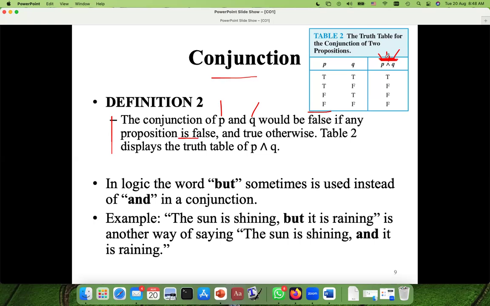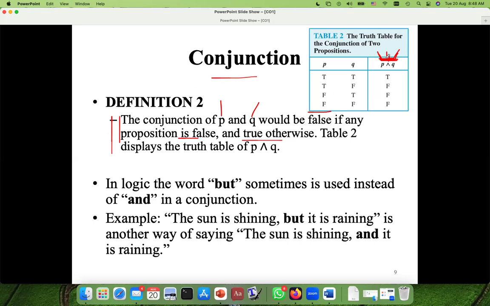If you have P and Q, two propositions, and values are given to you, and any one value is false, the resultant value for P and Q would be false. This is written here, and true otherwise. So now let's see whether this definition is true.